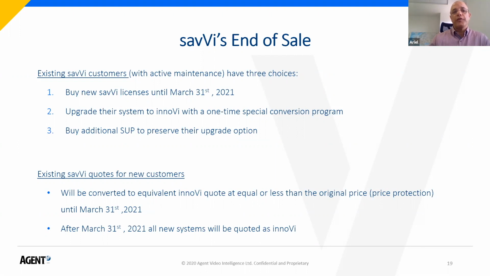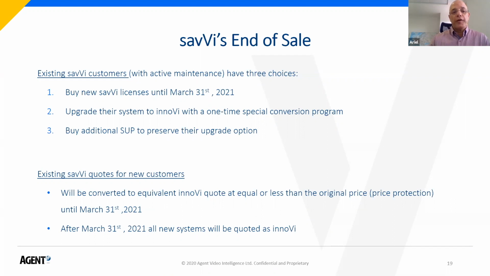So again, existing SAVI customers, there are three choices: buy new licenses of SAVI until March 31st, upgrade your existing SAVI to innoVi today with a one-time special conversion program, or keep your SAVI and buy additional SOUP covering the future until you have the budget and capabilities to upgrade to innoVi.